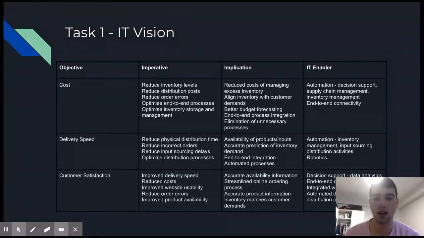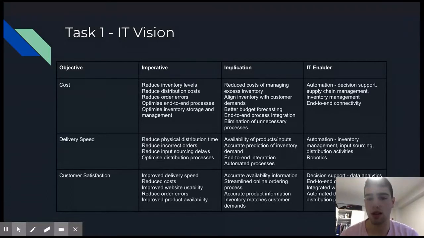Delivery speed. Imperatives: reducing physical distribution time, incorrect orders, and input sourcing delays, and to optimize our distribution processes. Implications include availability of products and inputs, accurate prediction of inventory demands, end-to-end integration, and automated processes. Enablers include automation such as inventory management, input sourcing, distribution activities, and robotics.